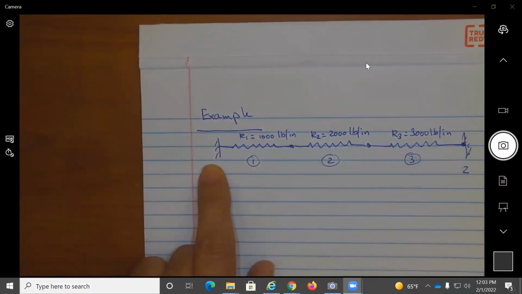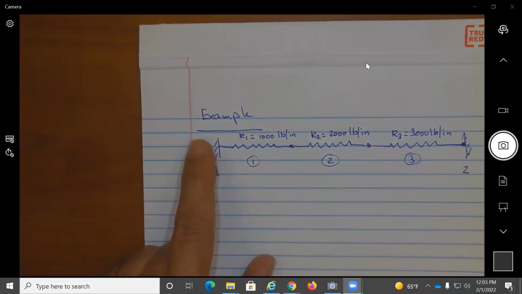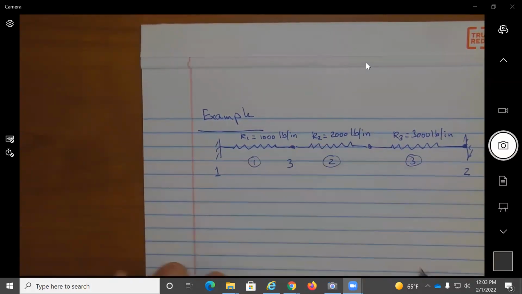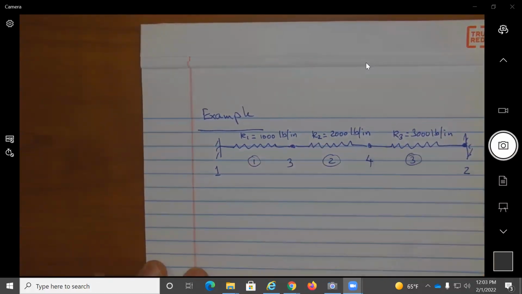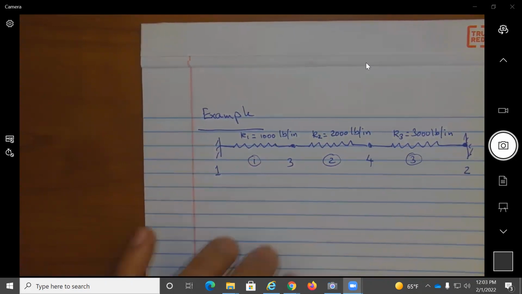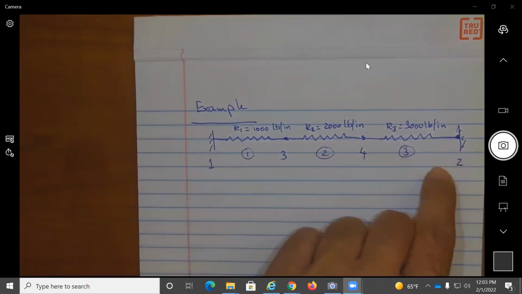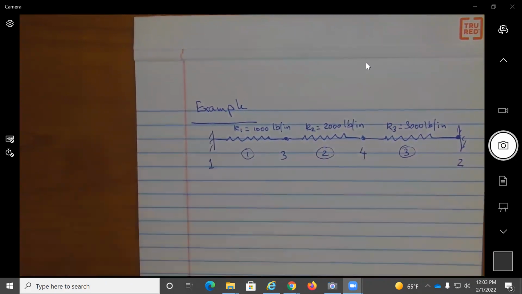Now, I'm going to mark my nodes or degrees of freedom. Element 1 extends from node 1 to node 3, and element 2 from 3 to 4, and element 3 from 4 to 2. So the numbering here, if I'm writing this using the finite element method and I want to use a sparse matrix, I would number it differently. I would go like 1, 2, 3, 4. But let's work with this.